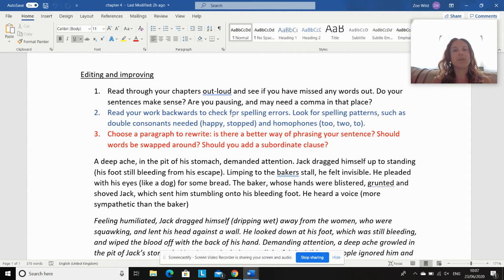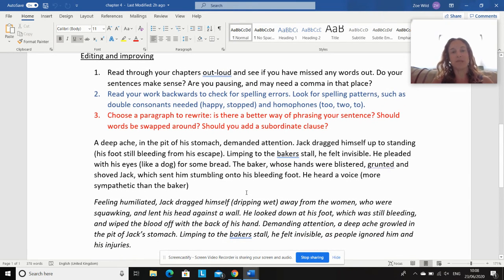Look for the typical spelling mistakes that you make all the time, like the double P's in stopped or one P in hoped and things like that. Also, your homophones, to, too, there and their is a big one that you get wrong a lot. I was going to say your, you're, but actually that probably wouldn't be relevant for this particular piece of writing.